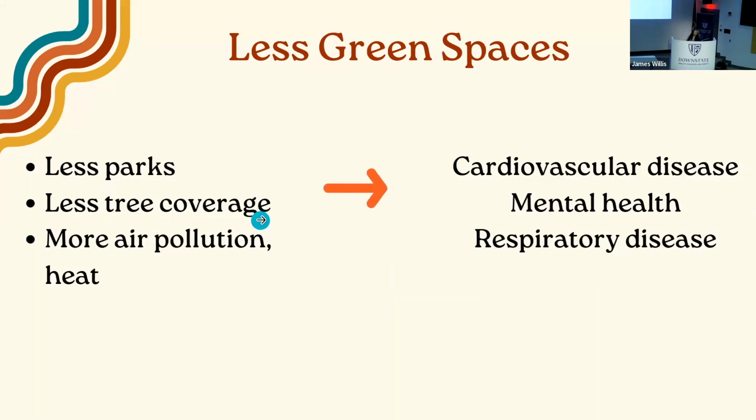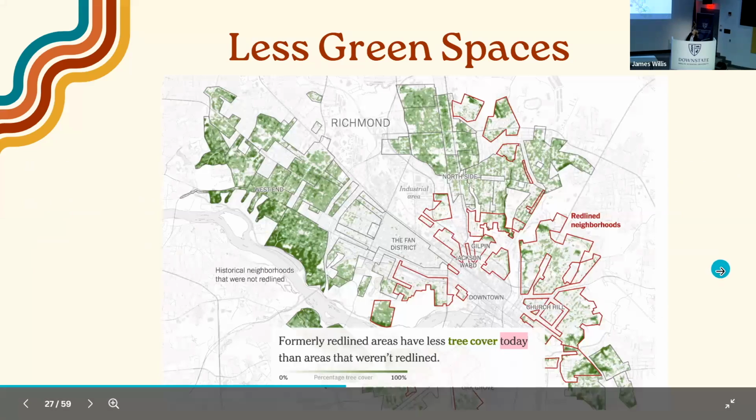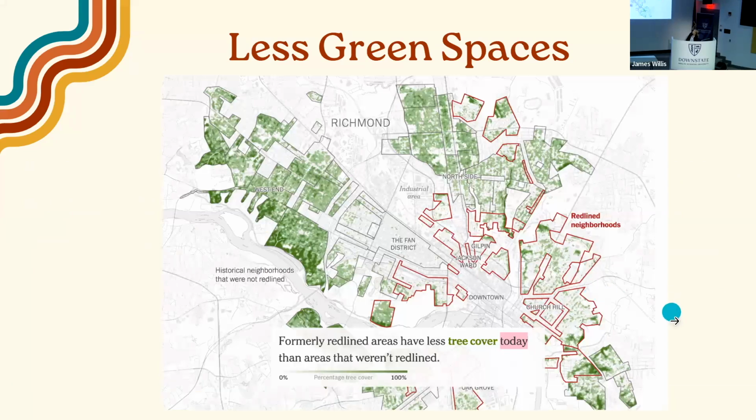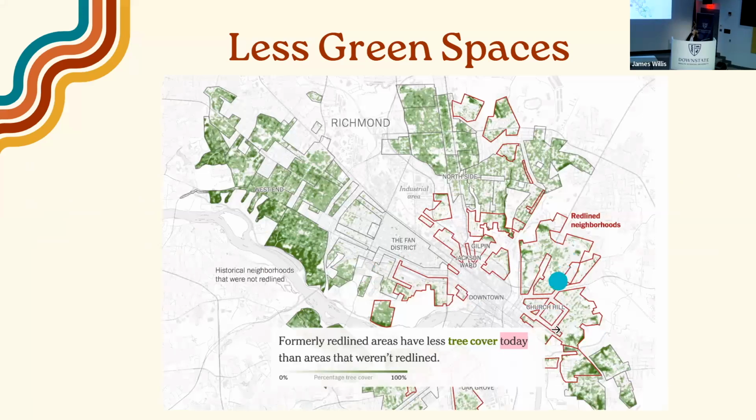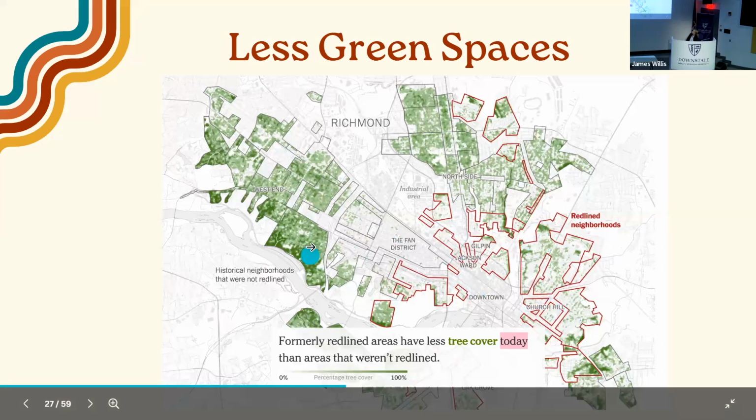Now, redlined areas are also associated with less green space. This refers to fewer parks and less tree coverage, and we know that more air pollution and heat also come from having less green space. These have been shown to have an effect on cardiovascular disease, mental health, and respiratory diseases. This is a map of Richmond, Virginia. The redlined areas are outlined in red, and green is a measure of tree coverage. We see that in our redlined areas we have significantly less tree coverage than in non-redlined areas.